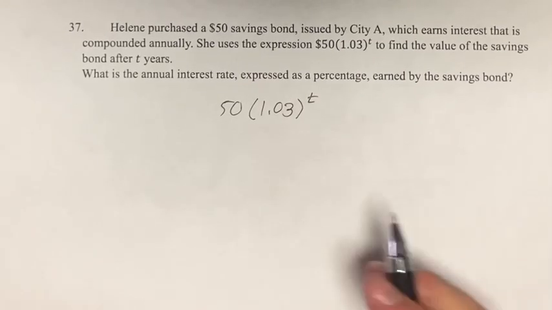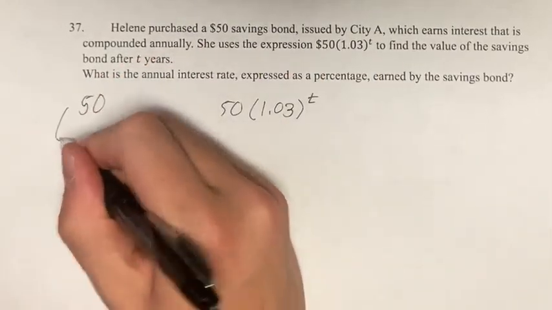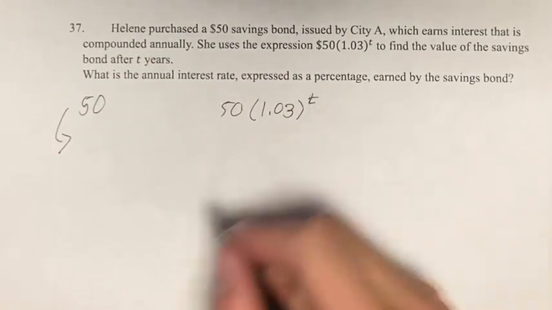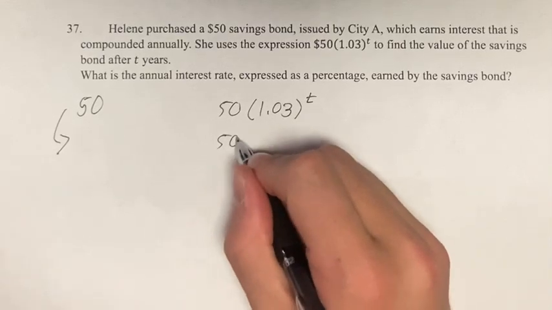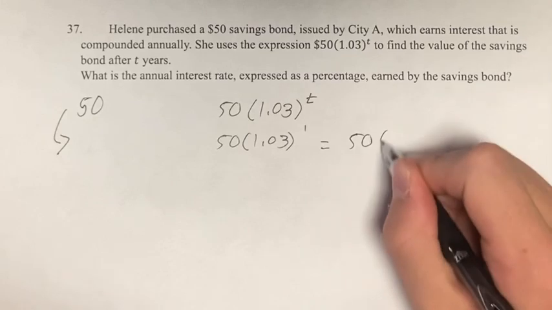So let's just look at 1 year into this, right? We start at the beginning at 50. What are we looking like 1 year later? Well, t is the number of years, so if 1 year has passed, it's 50 times 1.03 to the 1, which is just 50 times 1.03.